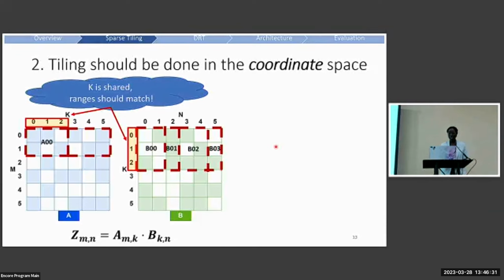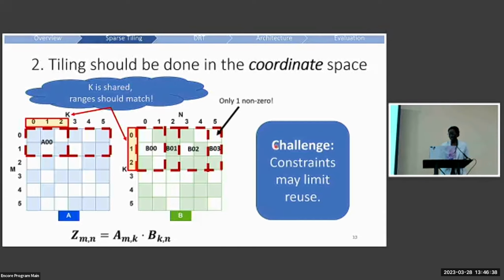But note that while we need to do this, it creates a challenge. Due to the shared dimension constraints, we might create small low reuse tiles. For example, while A has a perfect set of chosen tiles, B03 has only one non-zero in it. So we need to be able to maximize reuse across all operands.